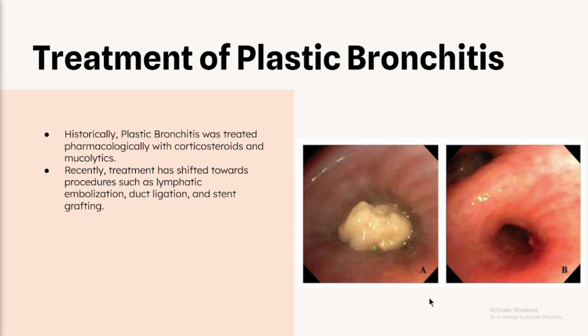This image on the right shows a normal bronchoscopy versus a bronchoscopy that could confirm plastic bronchitis. You can see the severity of the obstruction with this cast. It completely blocks off this airway. There is nowhere where air can enter the airways or exit the airways once this cast forms.